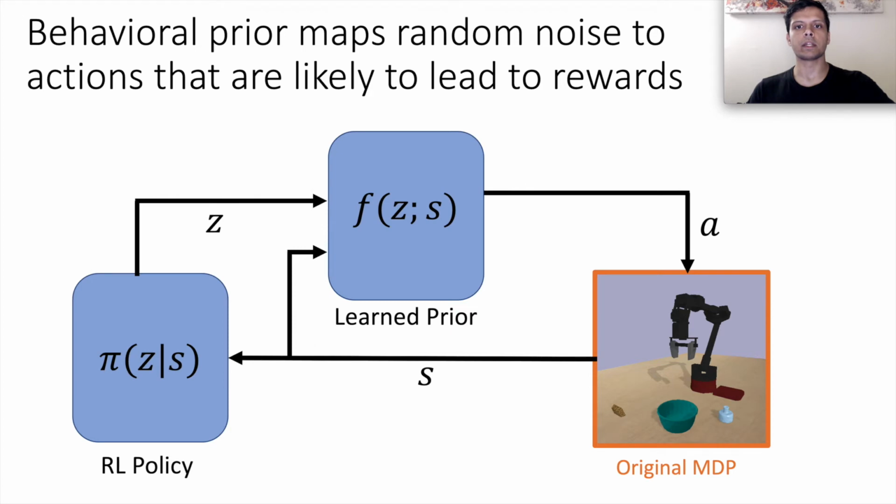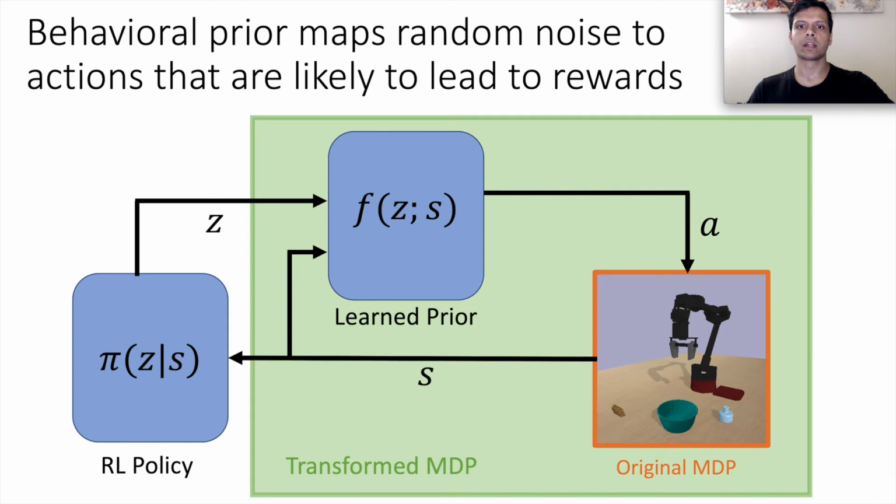We combine the behavioral prior with a policy pi, which also takes the current state s as input and outputs z, allowing the policy to control the action executed in the environment. This essentially transforms the MDP that the policy is trying to learn into an easier one, since any random action will be transformed into one that is more likely to lead to higher rewards.